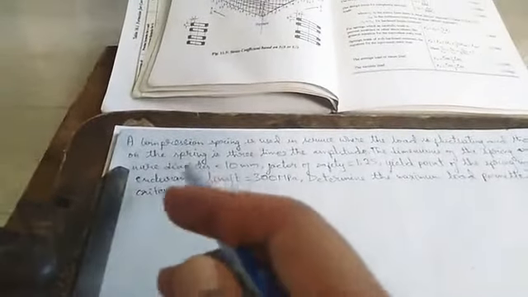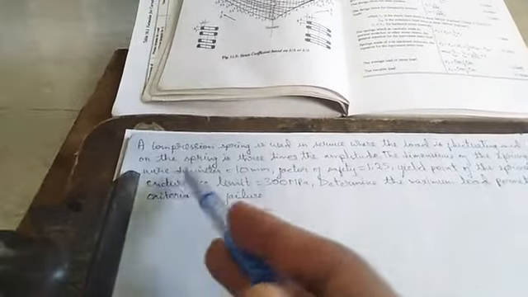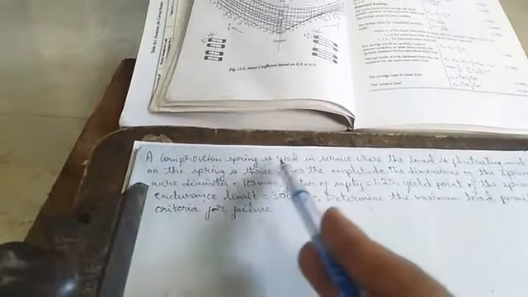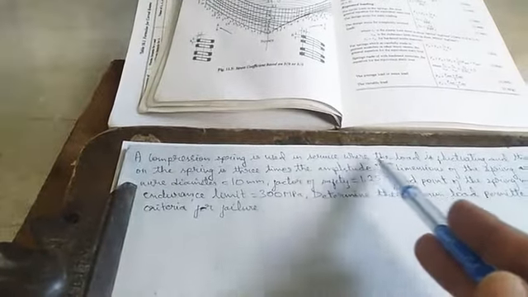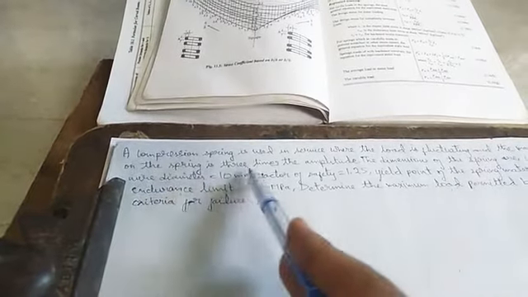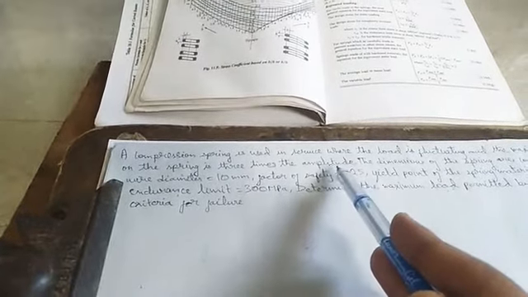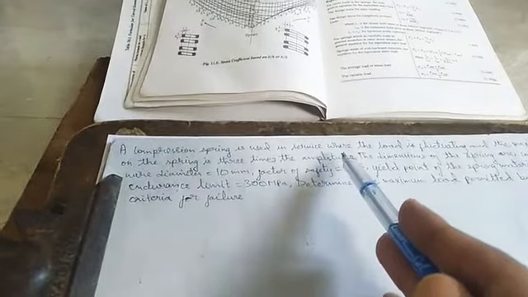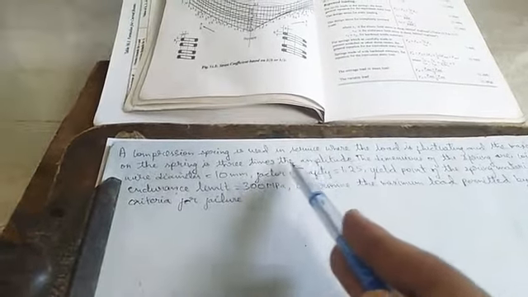Today we shall discuss the next problem based on fluctuating loads. A compression spring is used in service where the load is fluctuating and the maximum load on the spring is 3 times the amplitude. So here they are saying that the maximum load on the spring is 3 times the amplitude.